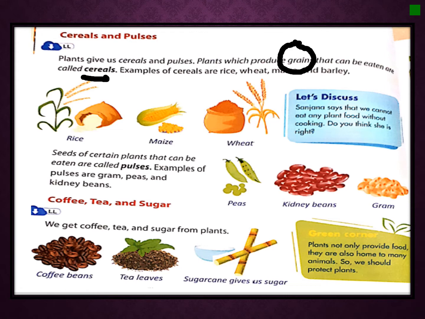Seeds of certain plants that can be eaten are called pulses. Examples of pulses are gram, peas and kidney beans.